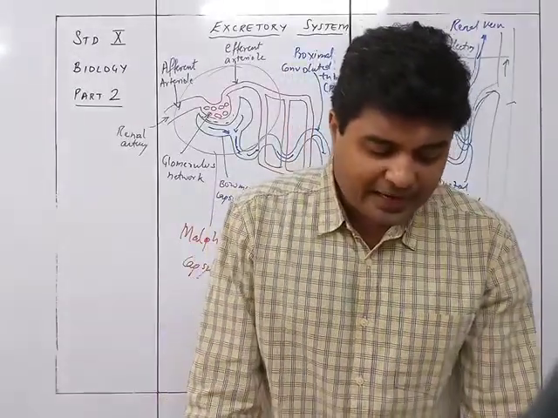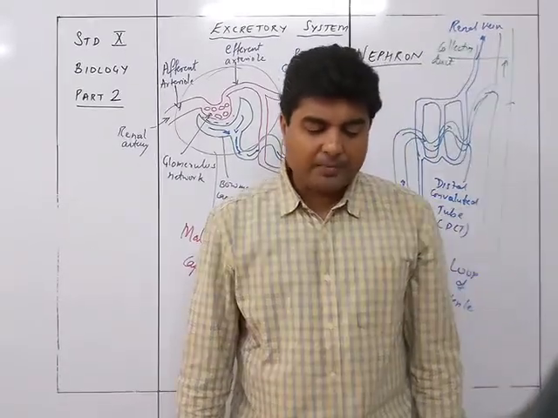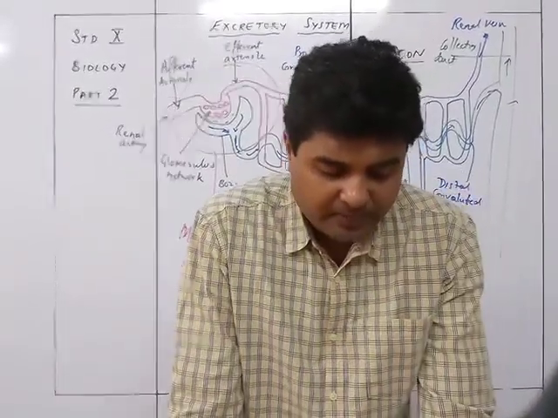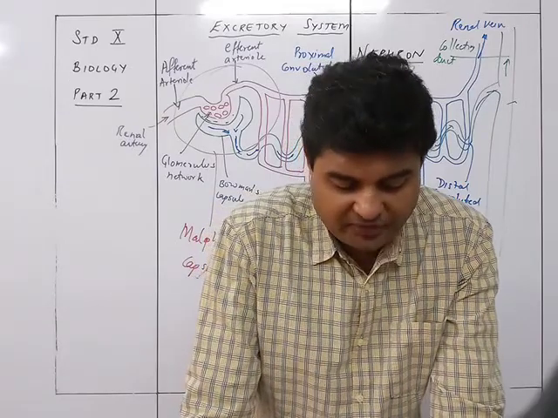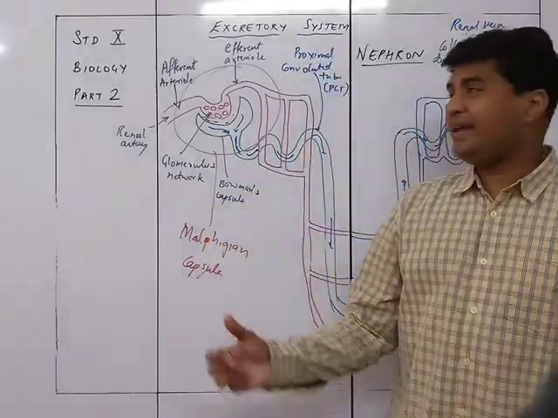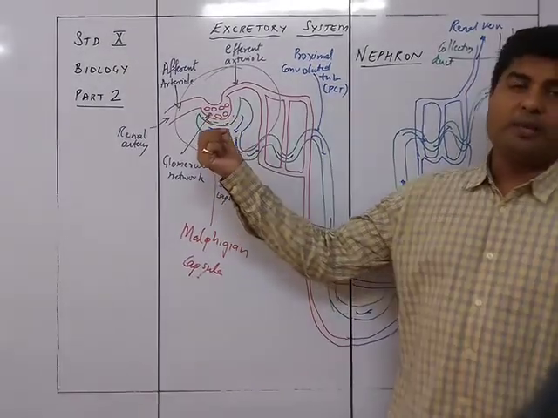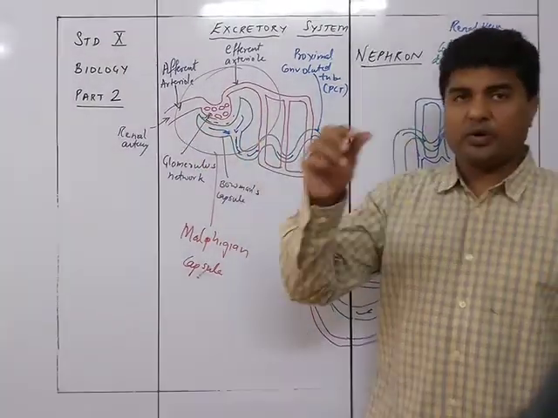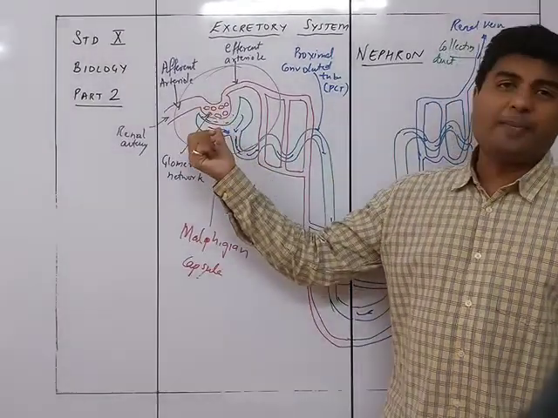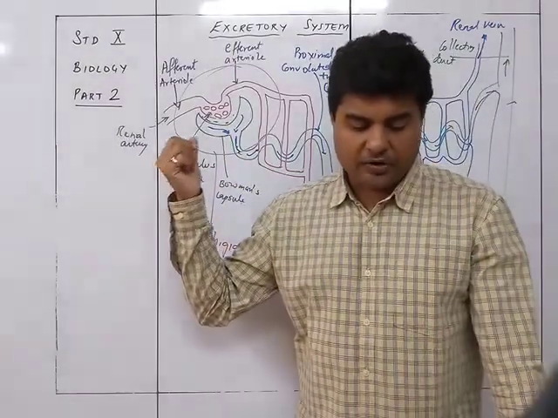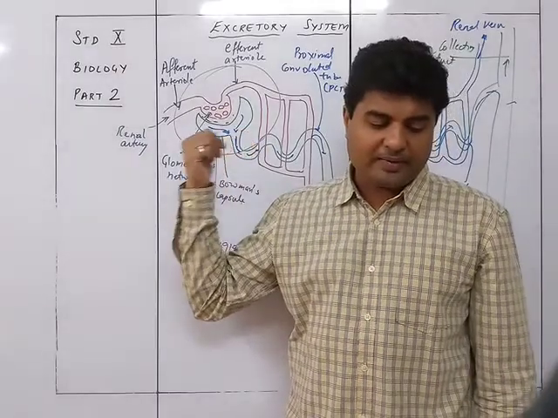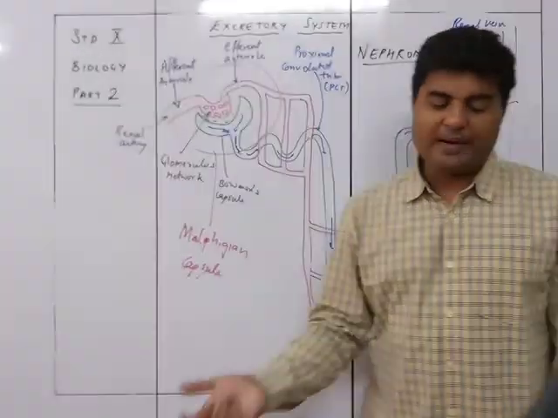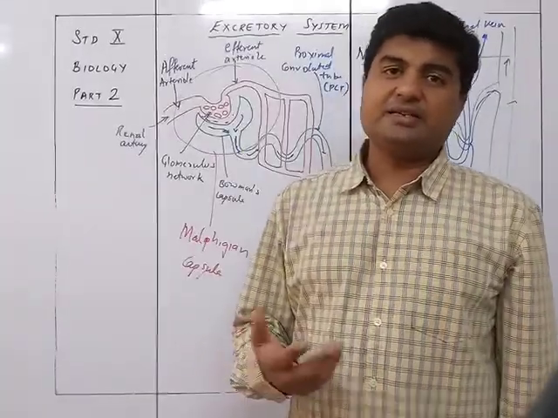The third one is albumin. This is due to high blood pressure or due to increased permeability of the Bowman's capsule membrane on account of bacterial infection. Normally the bigger protein molecules cannot pass through, but if they are passing through, that means there is some kind of increased permeability. So permeability of the Bowman's capsule will increase due to bacterial infection, and in such cases there will be albumin in the urine.